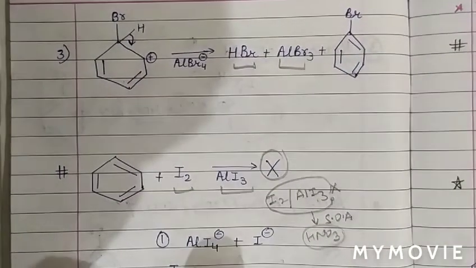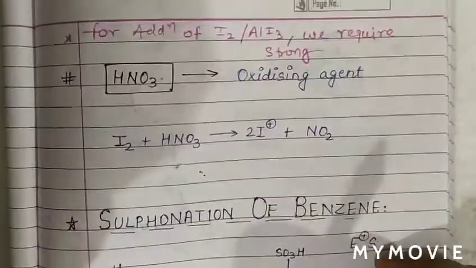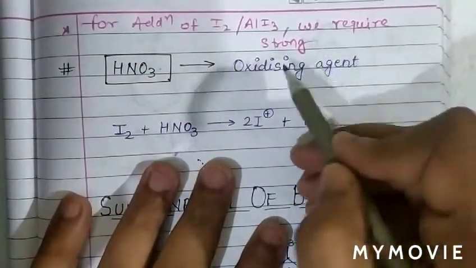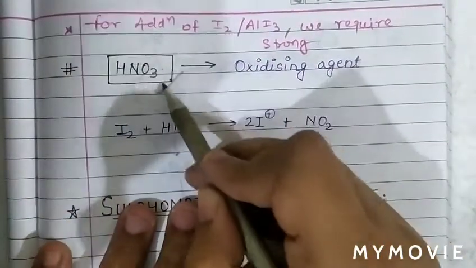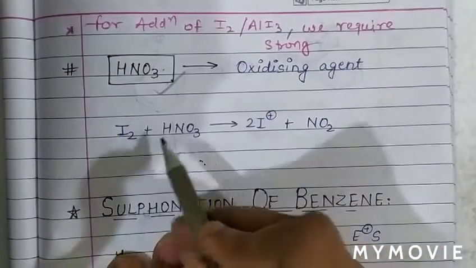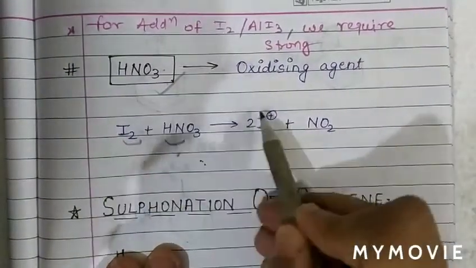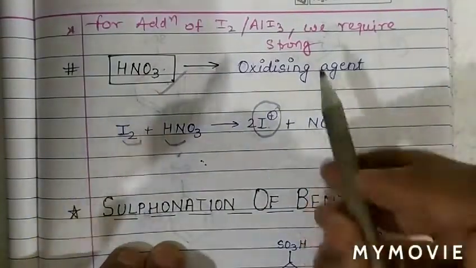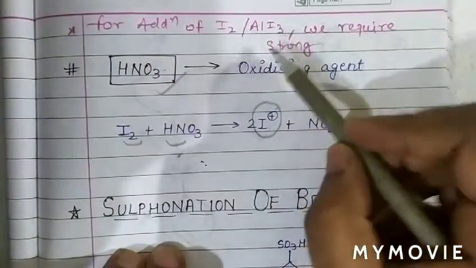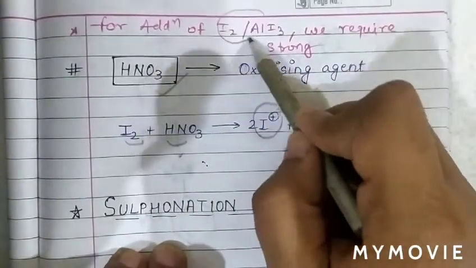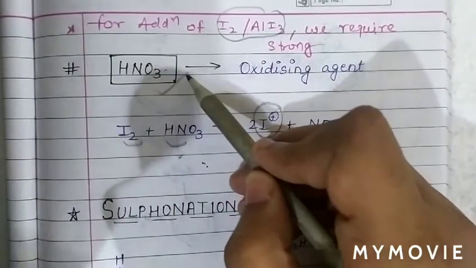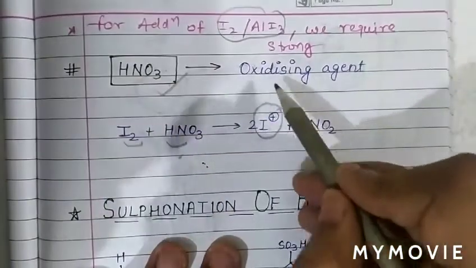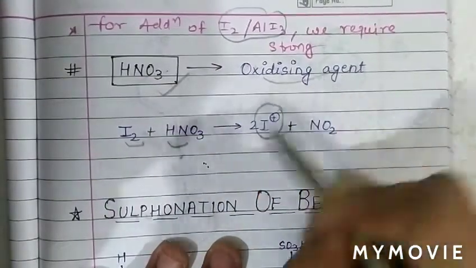Now see, for iodination with I2 in the presence of AlI3, we require a strong oxidizing agent like HNO3. So HNO3 helps in the generation of the electrophile. When I2 reacts with HNO3, the electrophile is generated. Now the electrophile can attack. So always remember, if we use I2 and AlI3 in the absence of HNO3, then the reaction is not possible. But when we use I2 and AlI3 in the presence of HNO3, a strong oxidizing agent, the reaction can be completed.